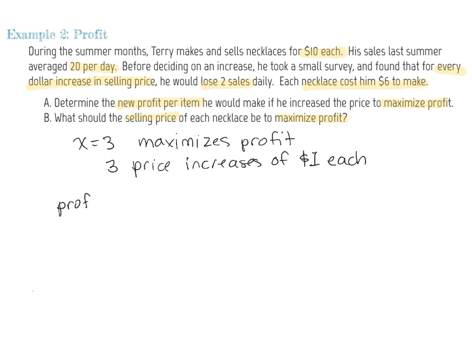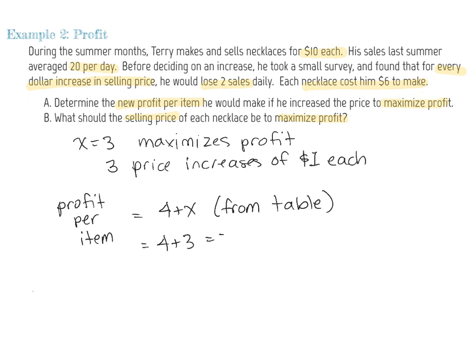If we want to calculate the profit for each item, we go back and look at our original table. In our original table, we defined the profit for each item as 4 plus x. Therefore, our profit for each item is the $4 we made before, plus $3 because of our 3 price increases, or $7 per item.